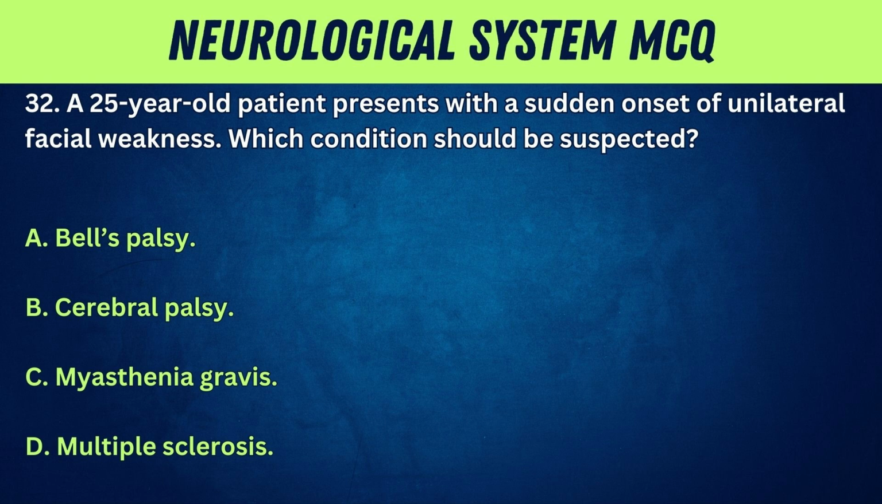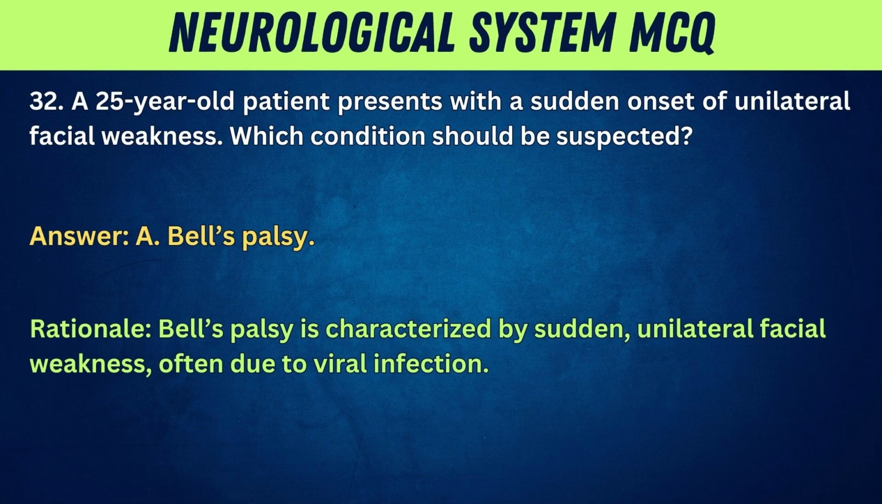Which condition should be suspected? A. Bell's palsy. B. Cerebral palsy. C. Myasthenia gravis. D. Multiple sclerosis. Answer: A. Bell's palsy. Rationale: Bell's palsy is characterized by sudden, unilateral facial weakness, often due to viral infection.